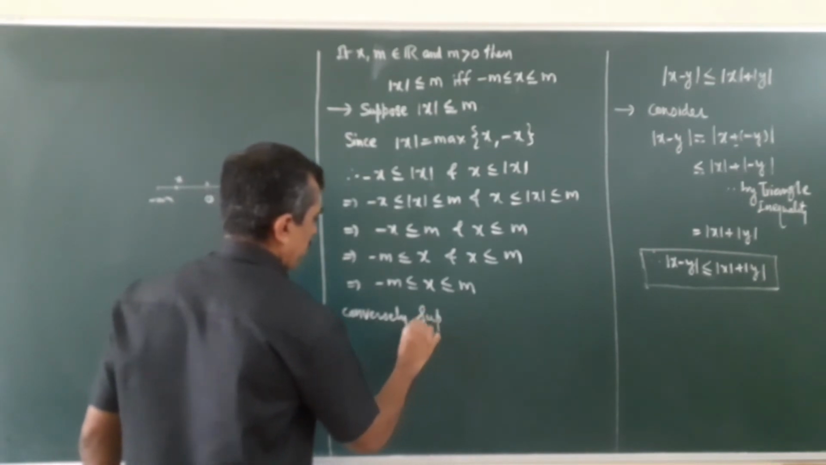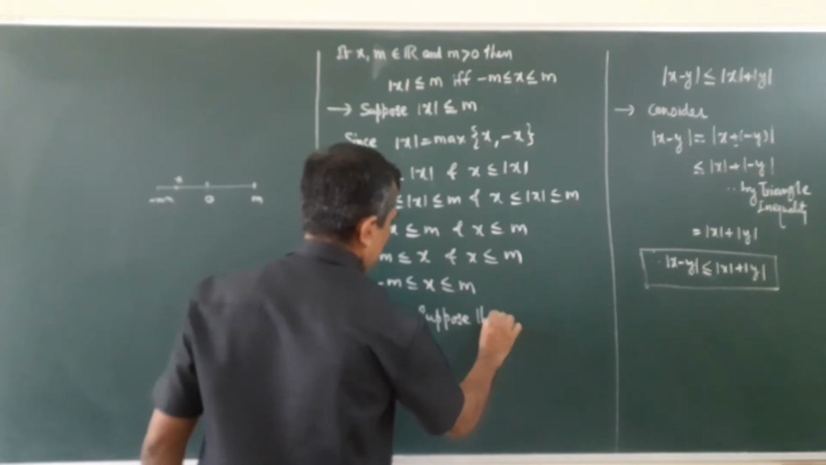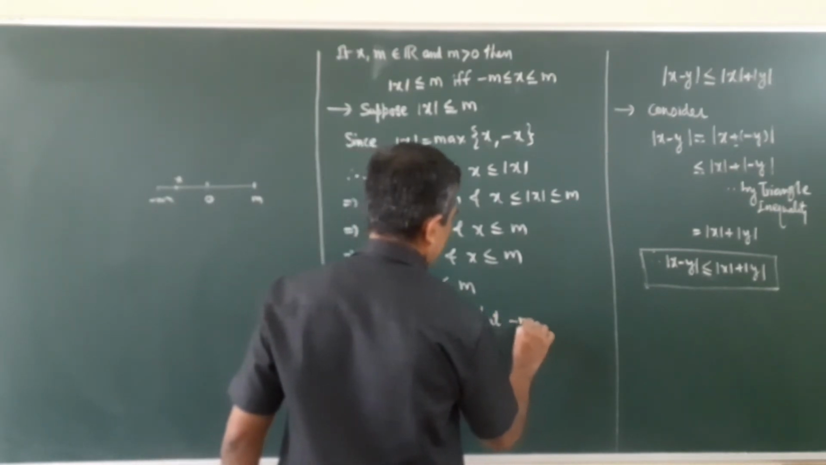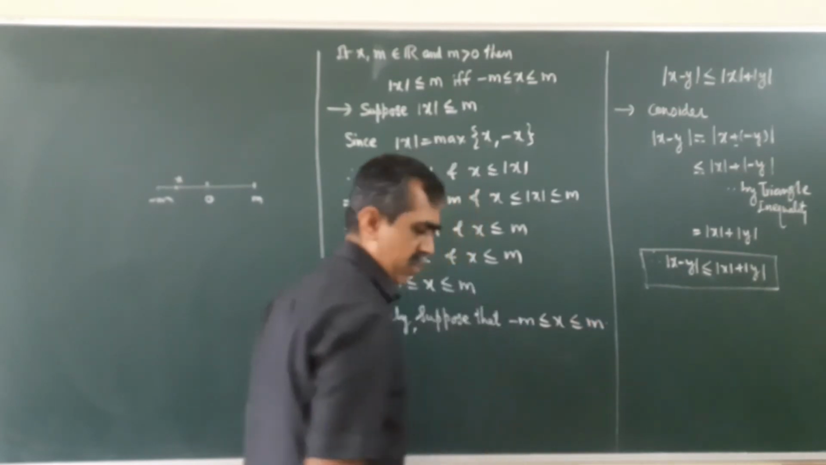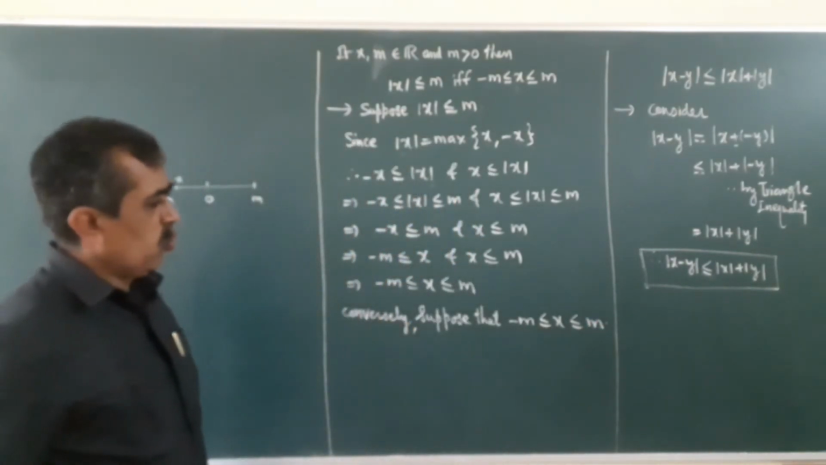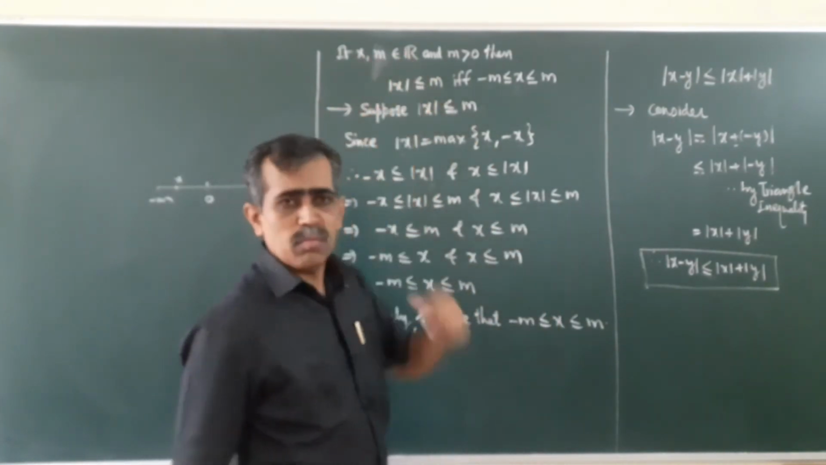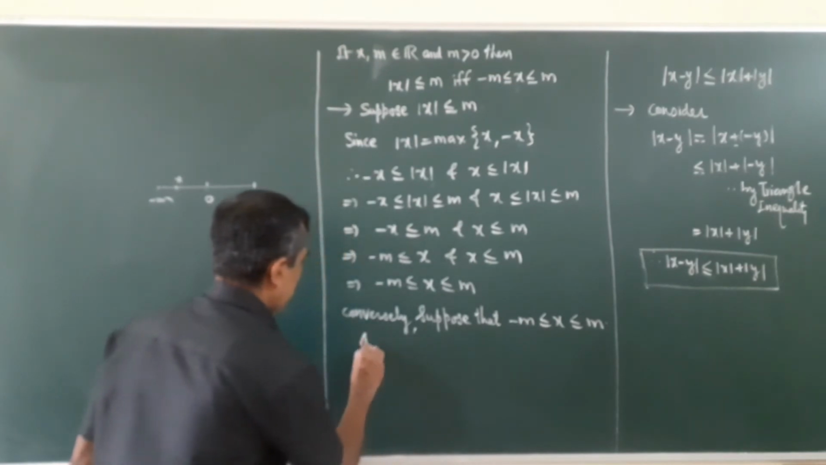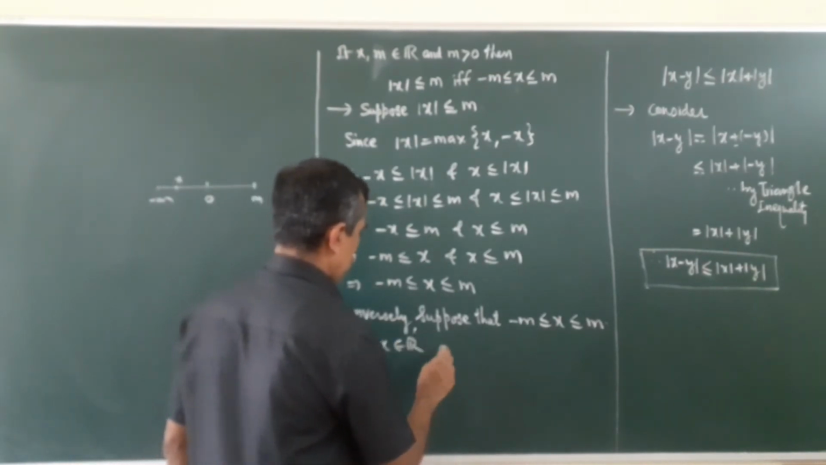Conversely, suppose that minus m is less than or equal to x, and x is less than or equal to m. Now see here, you don't know how x is. So see, x is any real number, as x belongs to R.